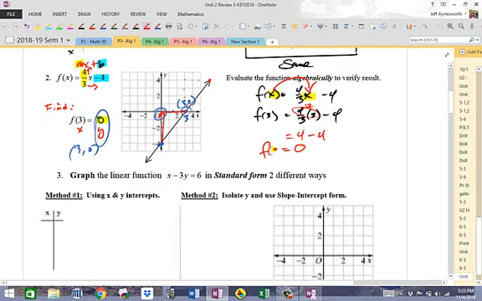Notice that it's the same result. This number here matches this number here. It's the same, and it should be. If you don't get the same algebraic result as you do on the graph, then you know you made a mistake. They should be the same.